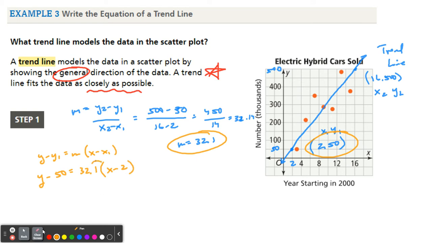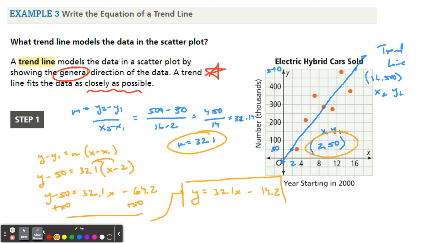I will distribute my 32.1, so y minus 50 equals 32.1x minus, and this is 64.2, and then I will add 50 to both sides to get y by itself. And I get y equals 32.1x minus 14.2. And this is your equation for your line of best fit, the one I have here to model that.